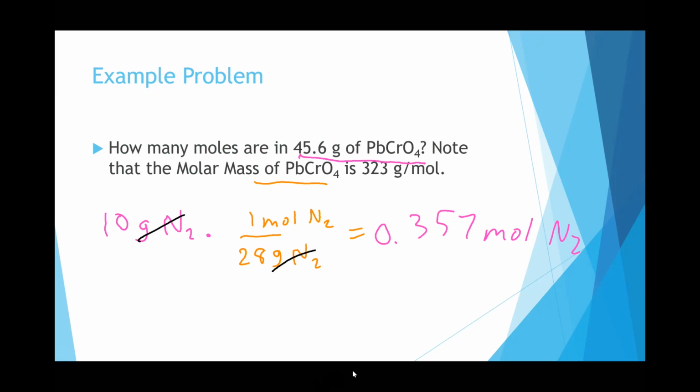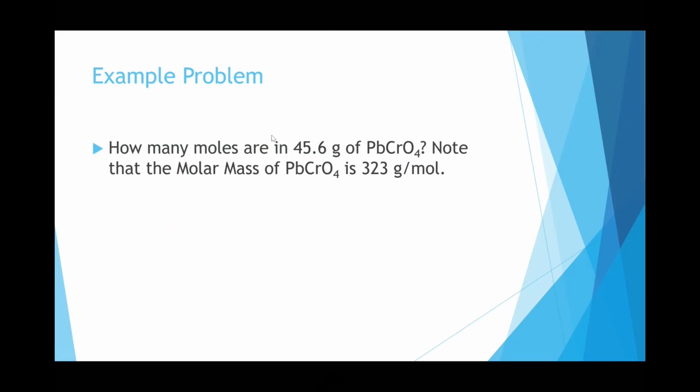So there's one more problem on this concept before we move on. It's a similar type of problem. How many moles are in 45.6 grams of lead chromate? PbCrO4 is lead chromate. And note that the molar mass of PbCrO4 is 323 grams per mole. So please PM me when you're done with this question so I can see if you guys understand this concept.